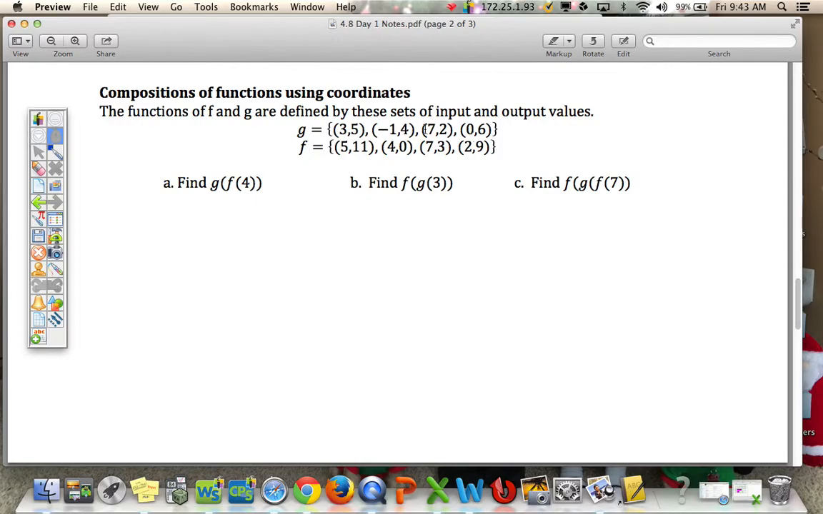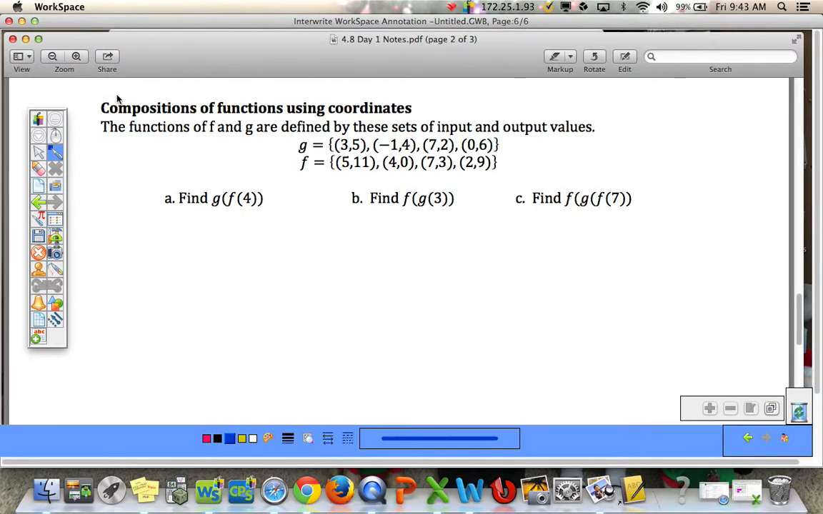Sometimes they write the table like this. They'll just write it sideways, so you have coordinates. So let's try this. These are input and output values. Start with f of 4, the inside function. When the x value is 4, what's the y value? Here it is. When the x value is 4, the y value is 0. So let's write g of 0 now. Replace this with 0. In the g function, when the x value is 0, what's the y value? It's 6. So we're going to say g of f of 4 equals 6.